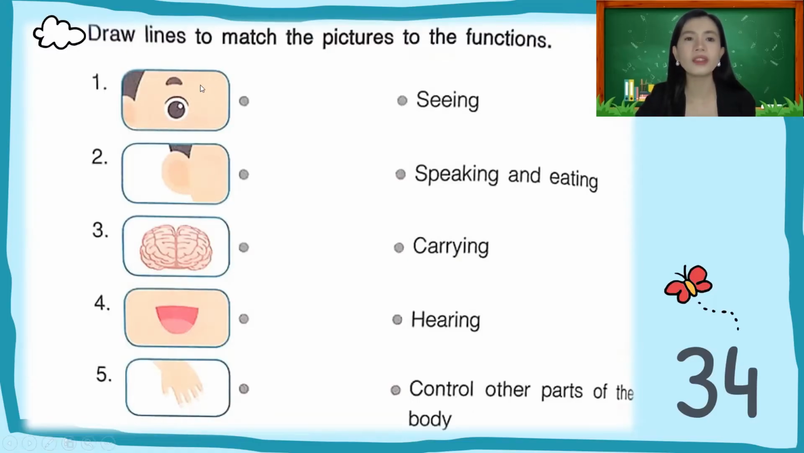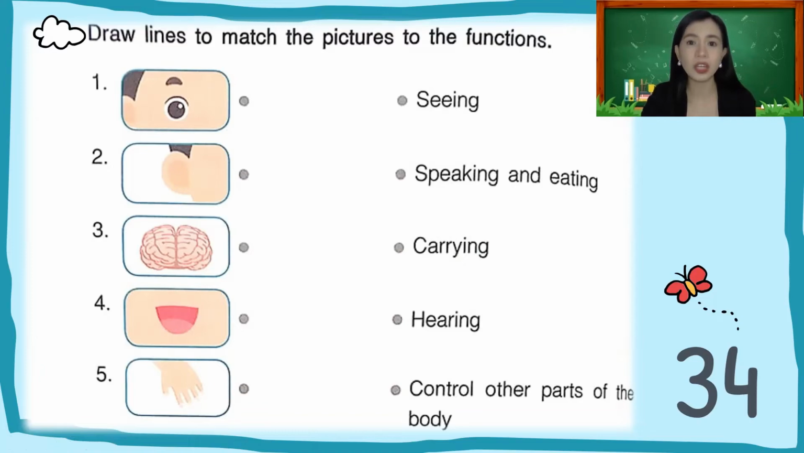On the left side, we have pictures of the parts of the body. And on the right side, we have the functions of the parts of the body. So what you're going to do is draw a line, okay? Now, let's start with picture number 1. What is this? It's an eye, right?